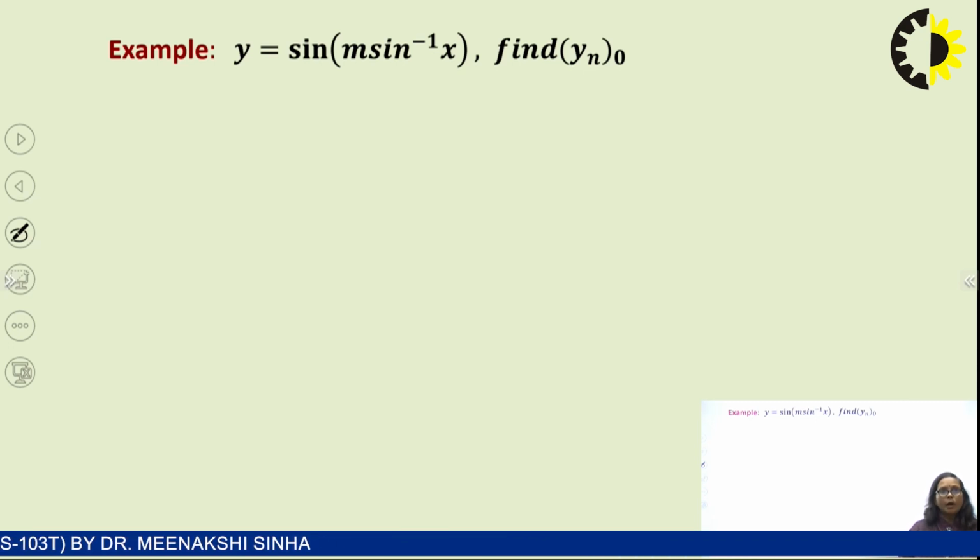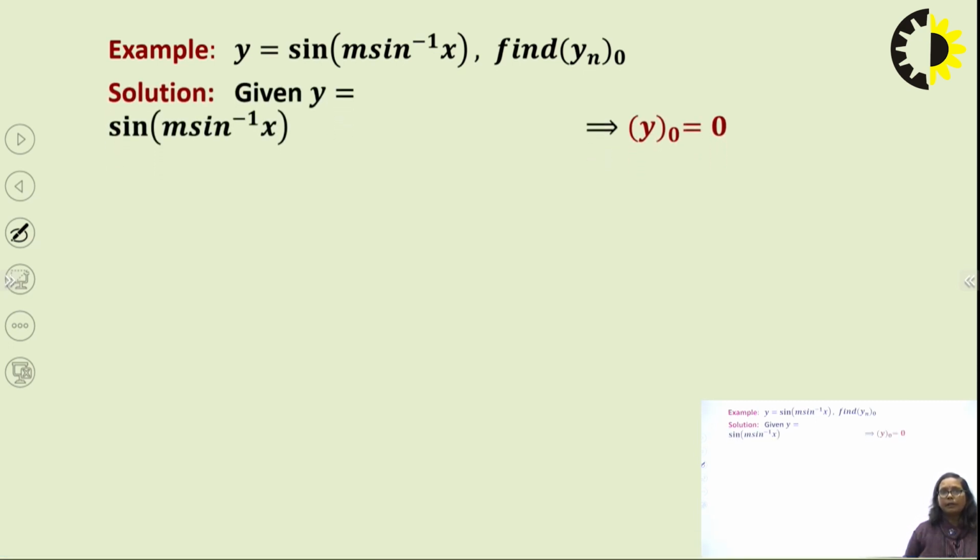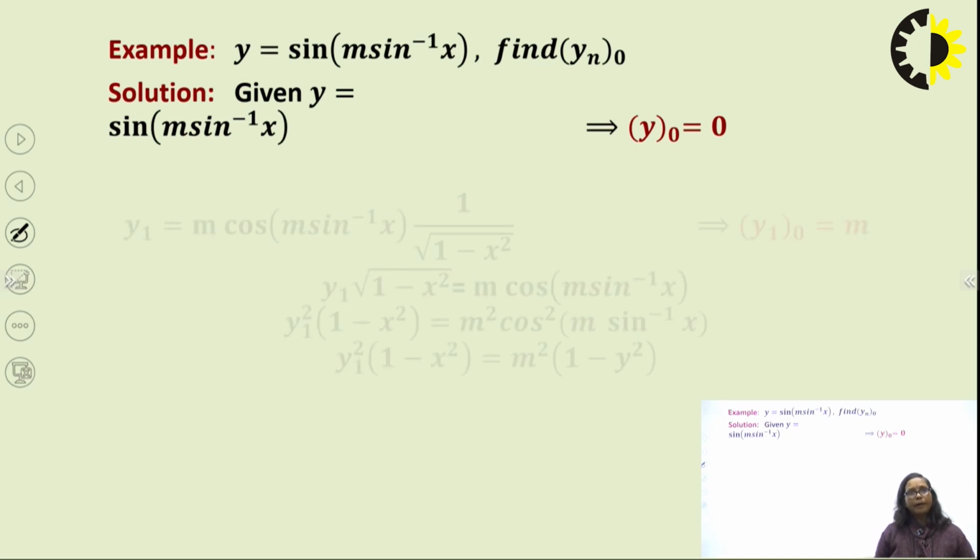So according to our process, we start with the given value y = sin(m sin⁻¹x). In all the steps we keep putting x = 0 to obtain our required values. When I put x = 0, this becomes sin 0, and we know that sin 0 is nothing but 0. So the value of y0 is 0, the first one. What we do next? Find the first derivative y1.